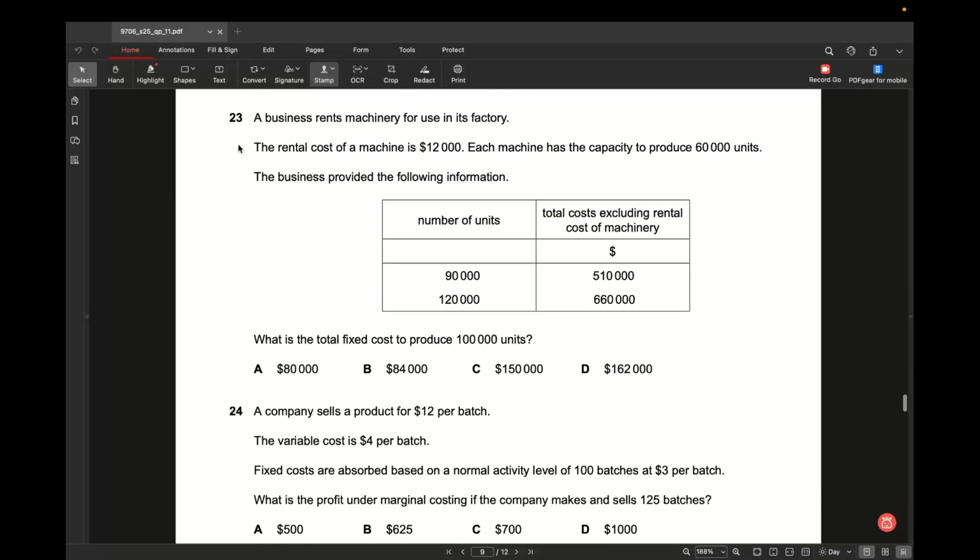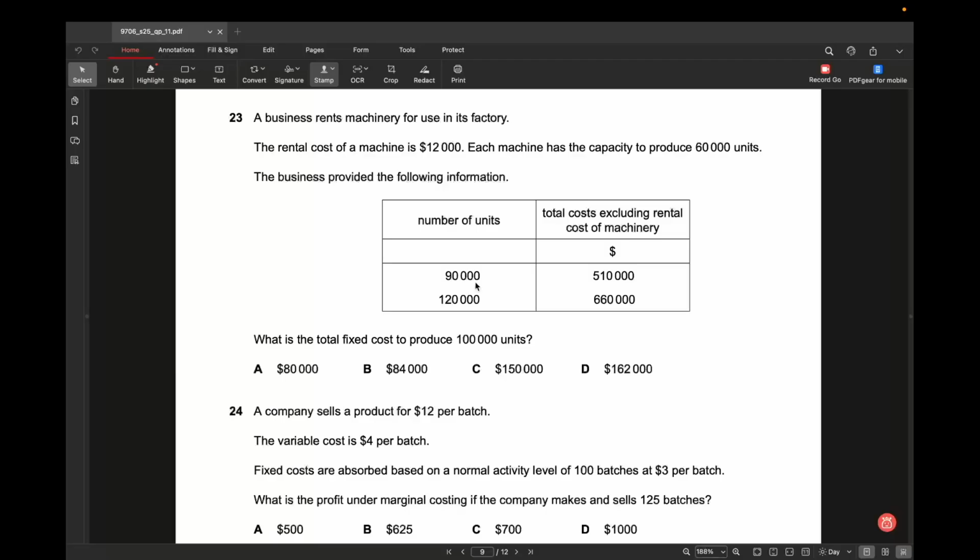Next one, 23. A business rents a machine for use in its factory. The rent cost of the machine is 12,000. Each machine has a capacity to produce 60,000 units. The business provides the following information. Number of units: 90,000, 120,000. The total cost excluding rental cost of machinery: 510,000, 660,000. What is the total fixed cost to produce 100,000 units?